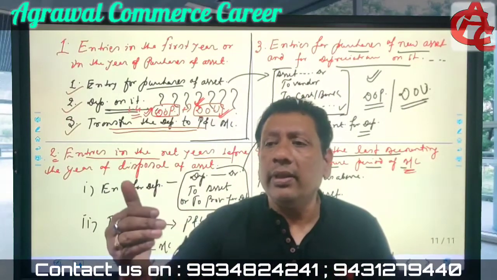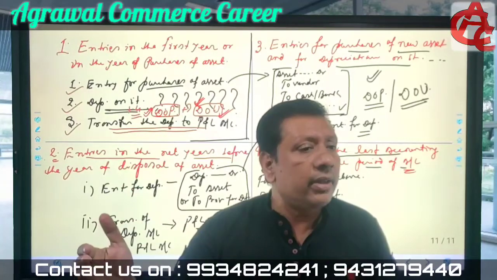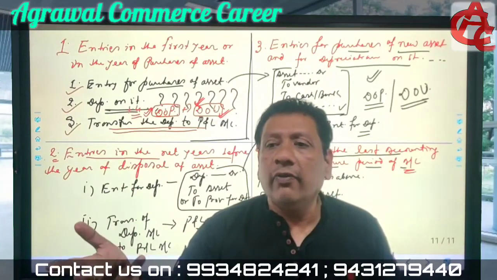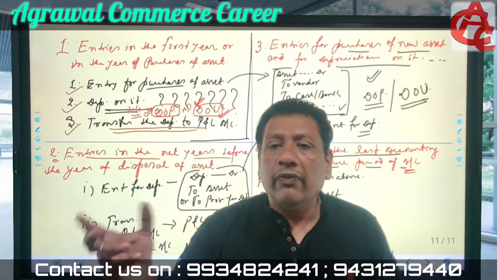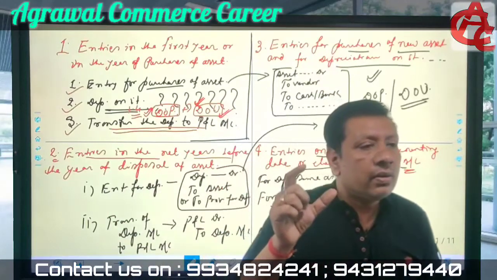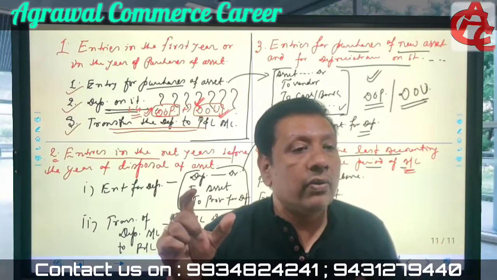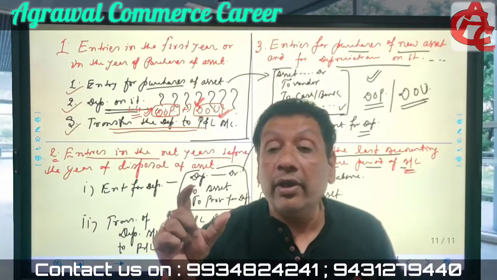Cash or bank will be debited. Assets will be credited. And if there is any profit or loss? If loss is there, when will there be loss? When you will find loss? When written down value, what is the meaning of written down value?